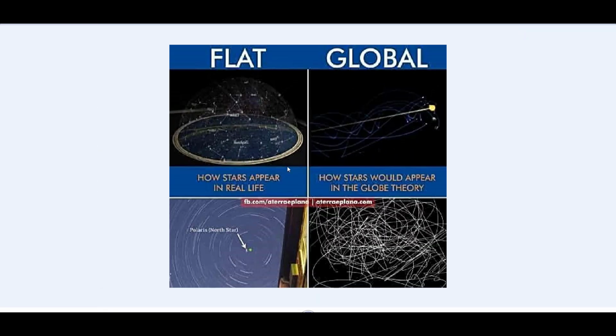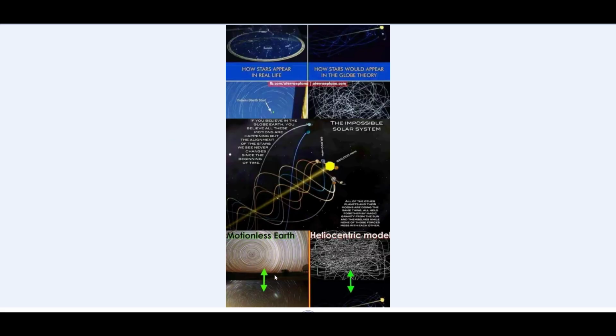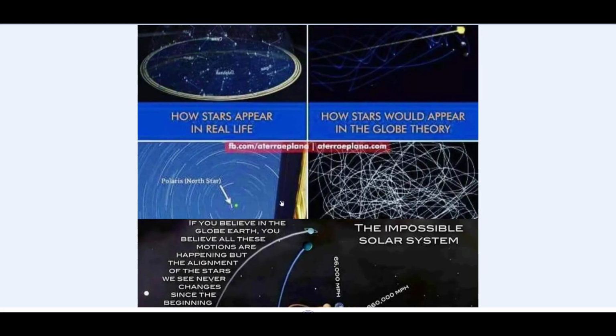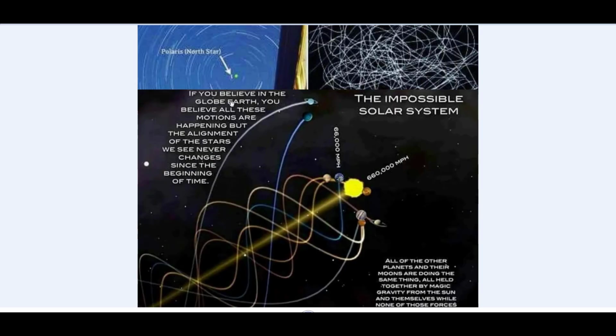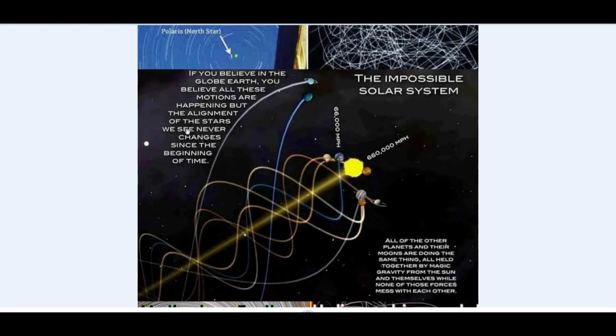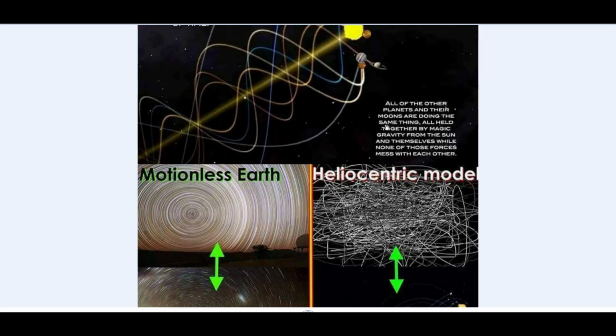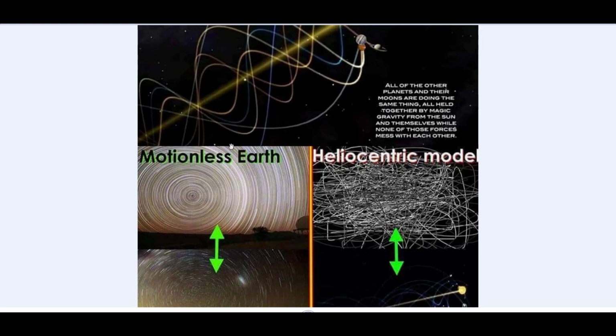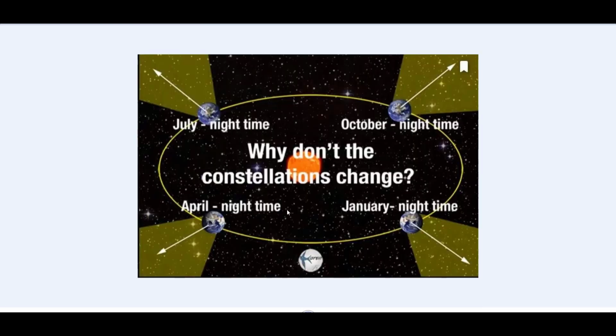So, flat versus global. How stars appear in real life. How stars would appear in the globe theory on computer graphics. Again, this is how stars appear. If you believe in the globe Earth, you believe all these motions are happening, but the alignment of the stars we see never changes since the beginning of time. The impossible solar system, all of the other planets and their moons. So motionless Earth, the reality of the real world, versus the heliocentric model, which is just theory, CGI.